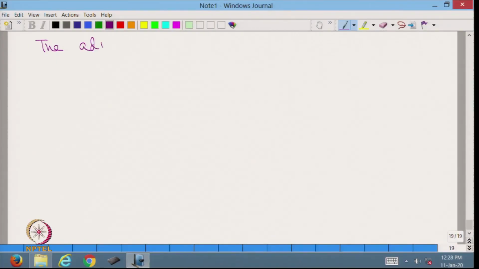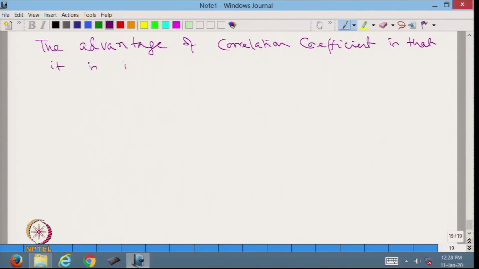The advantage of the correlation coefficient is that it is independent of units.